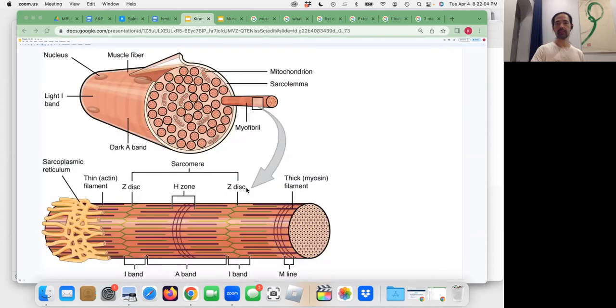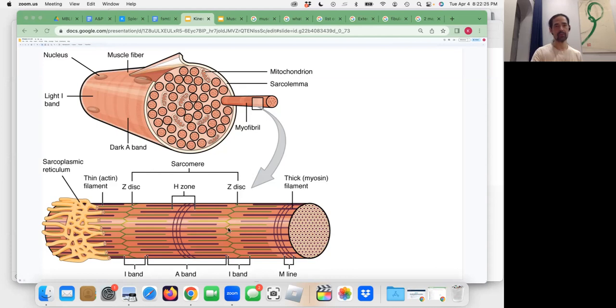So now let's look at, I didn't mean to look at this next, but we're here, so let's look at it. So here's a Z line or a Z disc. I don't think that they're going to want you to know the Z discs, the H zones, the M lines, the I bands and A bands. I don't think that they're going to ask you about those.